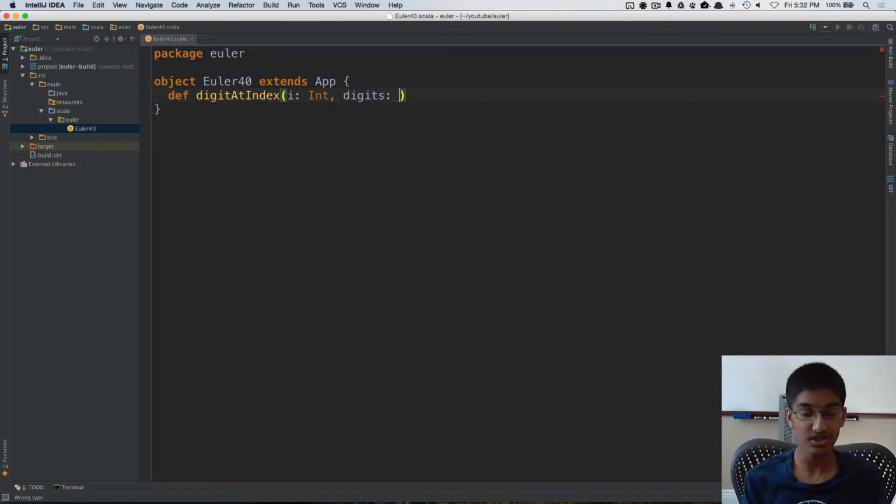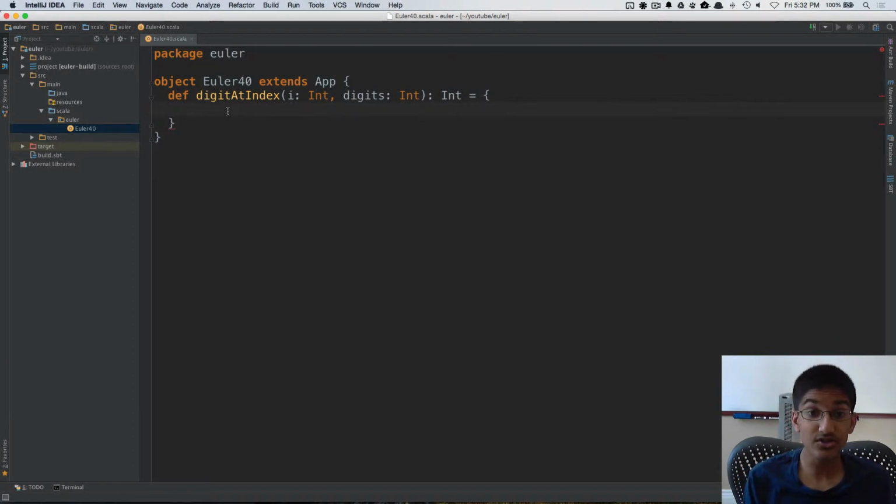And what digits is going to say is what group are we currently in, and in that group how many digits there are. So this is going to be an int, and this is going to start out as 1. Now this method is going to return an int, and we have to provide that since this is a recursive method. The first thing we need to calculate is the number of digits in the group with digits.